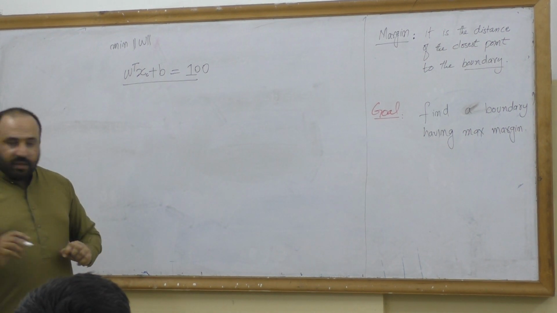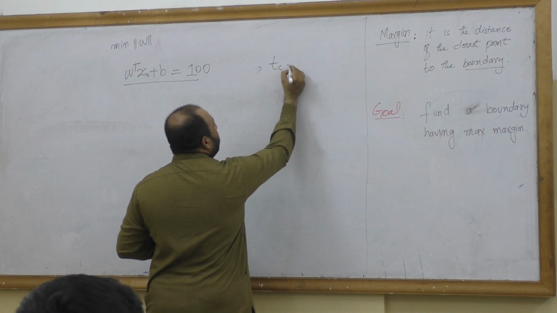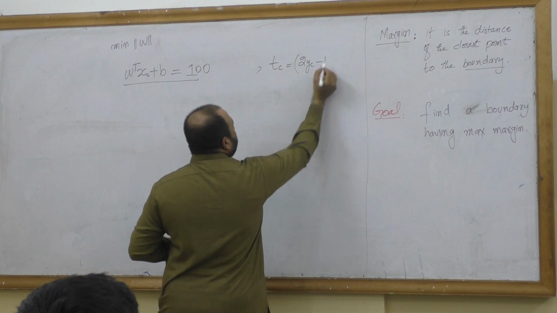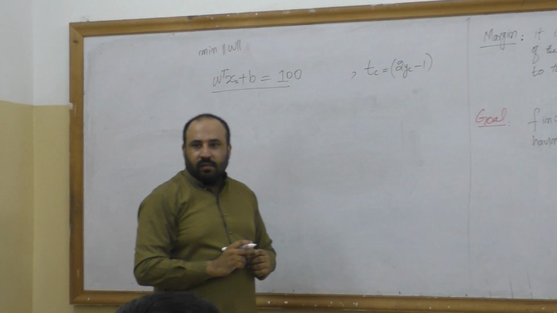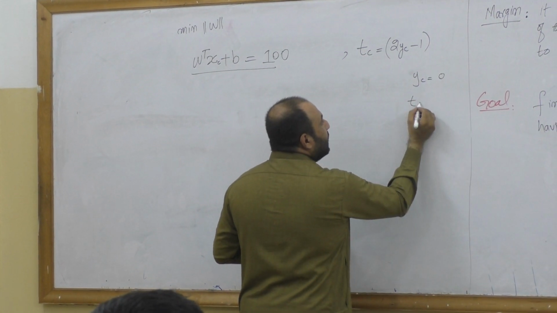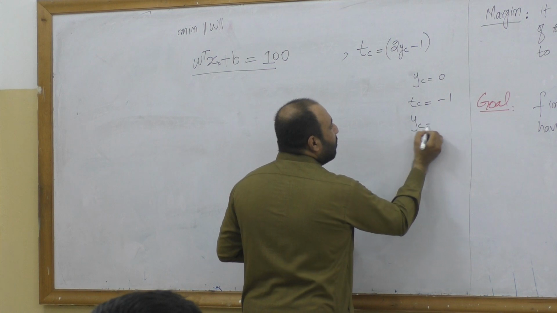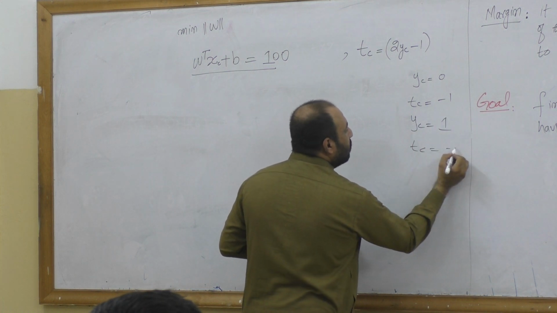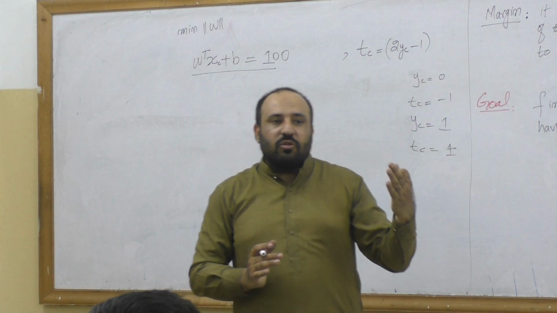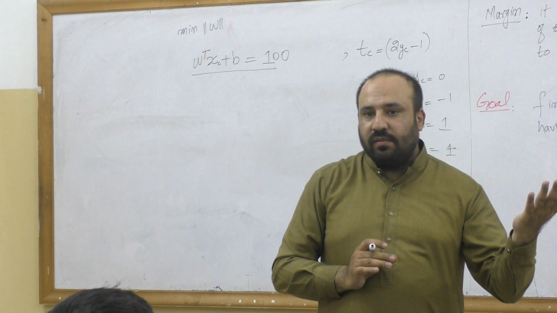Yes. Allow me to write this TC as 2 times YC minus 1. Now, if you see, if YC is equal to 0, then TC is equal to minus 1. If YC is equal to 1, then TC is equal to 1. So I'm just changing the labels from 0 and 1 to minus 1 and 1.